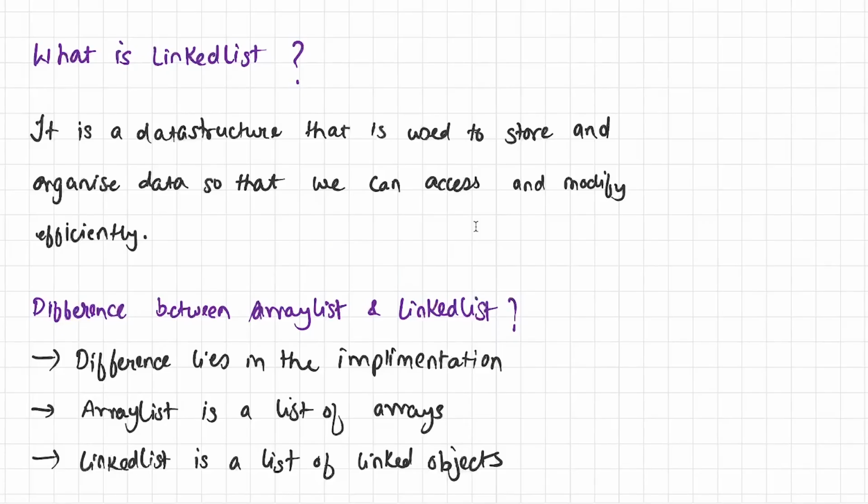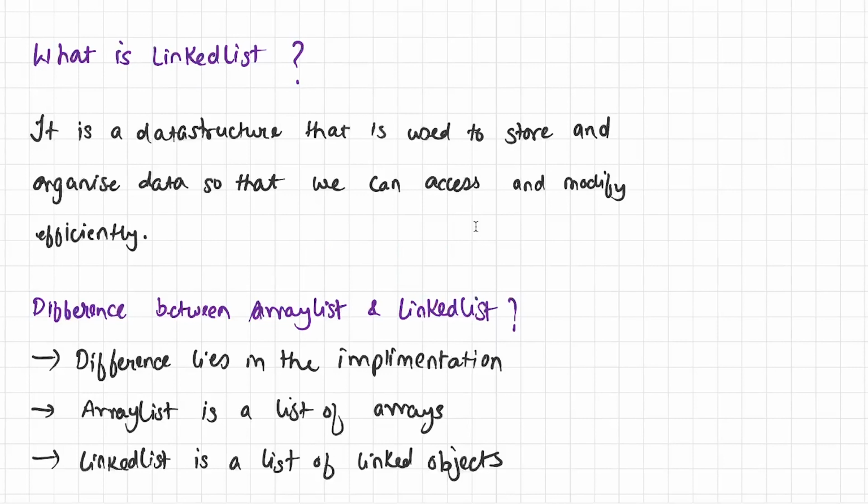Alright guys, so let's begin this video with the very first question, that is, what is linked list data structure? Well, linked list data structure is the data structure that is used to store and organize data so that we can access and modify efficiently. Now here you may ask that we already have array list data structure that is also used to organize and access data efficiently. Then why is the need of linked list data structure?